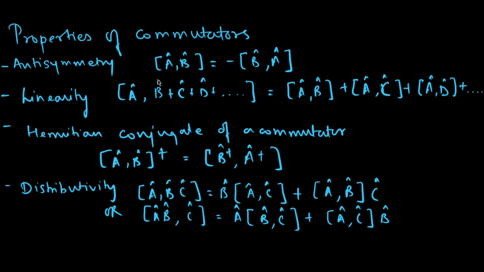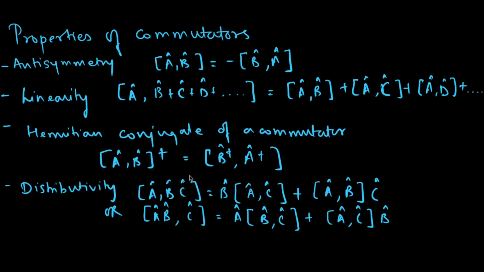So let's see some properties of commutators. First is the antisymmetry property. The commutator of A and B is the negative of the commutator of B and A. Second one is linearity. That is, if A is commutated with B plus C plus D operators, then A will linearly commute with B, then C and D. Third, we see the Hermitian conjugate of a commutator. That is, the dagger of the commutator of A and B is equal to the commutator of B dagger and A dagger.